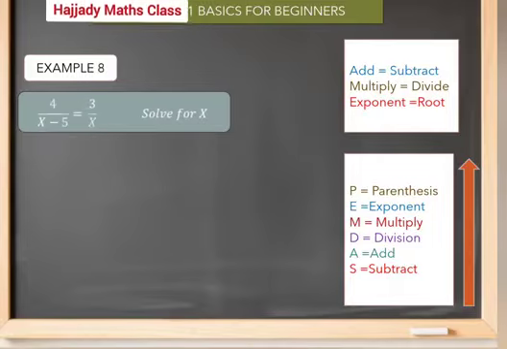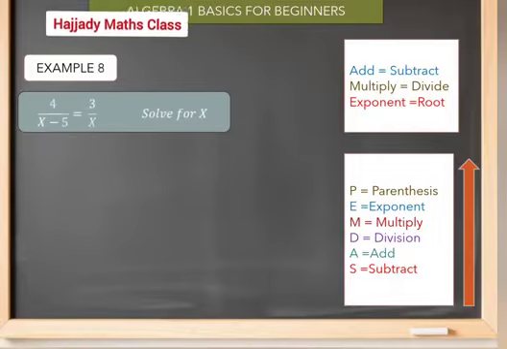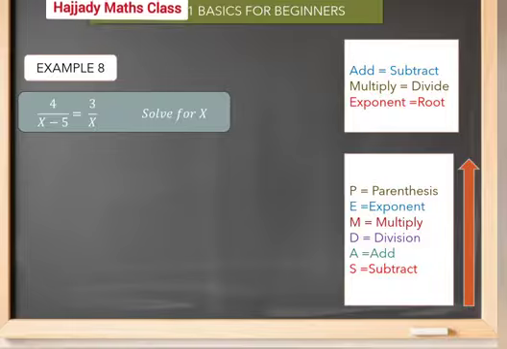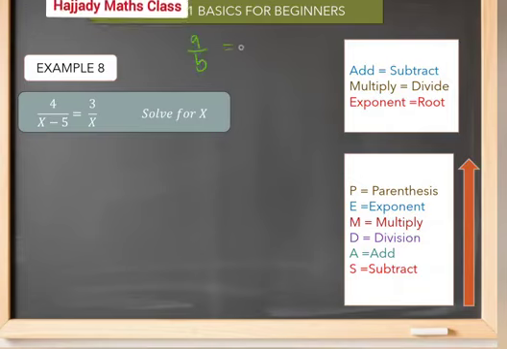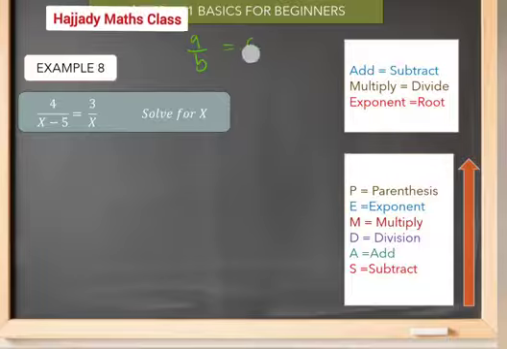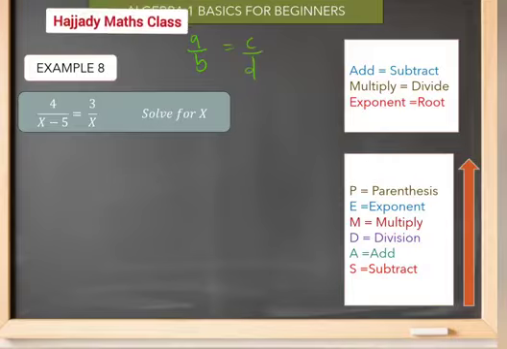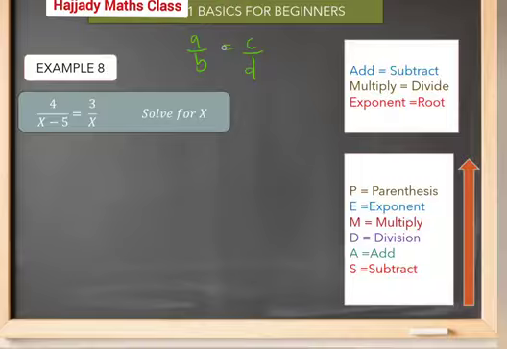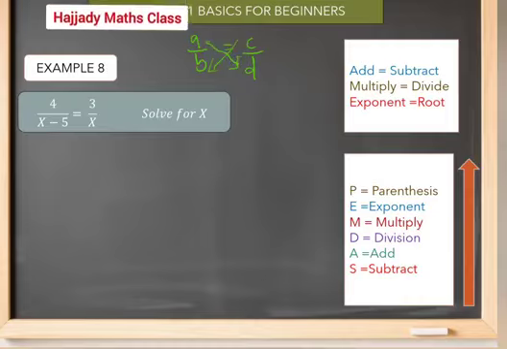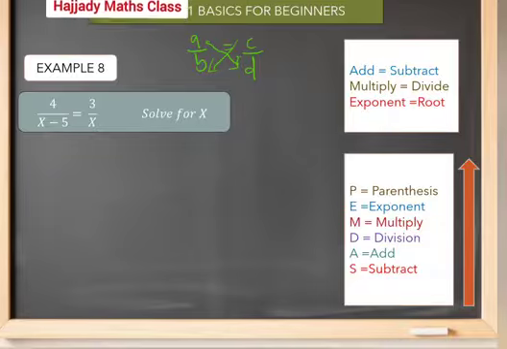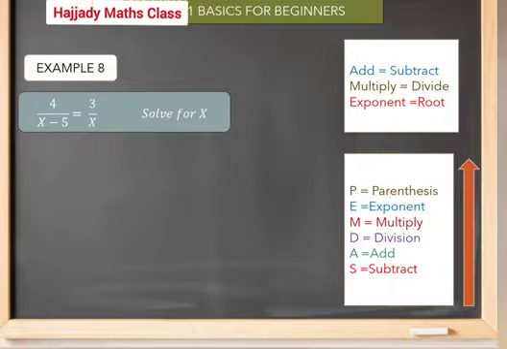And the last example, example 8. Here we're having two fractions separated by equals to. When you have a fraction, a over b equals to c over d, the rule is that if two fractions are separated by an equal sign, you cross multiply. And that is going to be the same rule we're going to use. So now to solve these two fractions separated by equals to, we introduce cross multiplication.